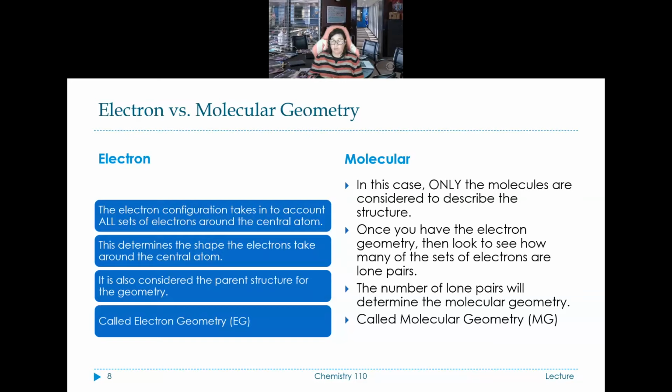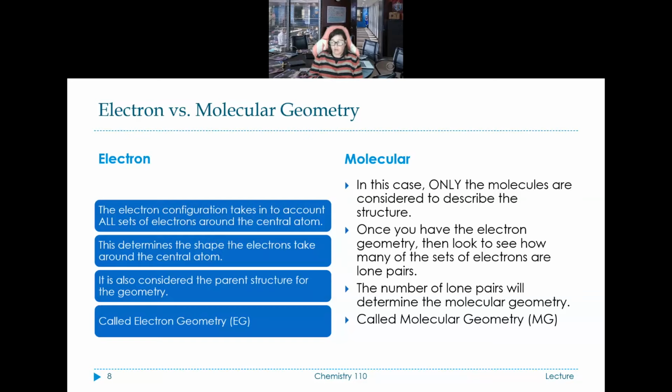Molecular geometry, in this case, only considers the atoms that are there to describe the structure. So this basically ignores anything that is a lone pair or non-bonding pair. But because those non-bonding pairs affect where it sits in three-dimensional space, we have to talk about how that affects what we're looking at.